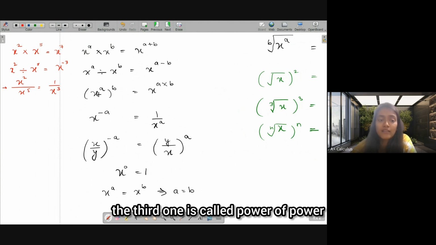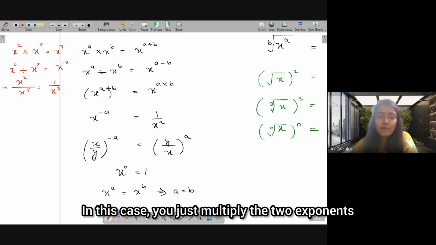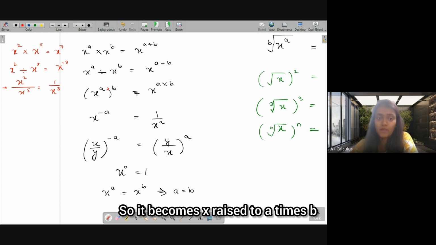Then the third one is called power of power. So you have x raised to a, and then this entire power is raised to b. In this case, you just multiply the two exponents. So it becomes x raised to a times b.